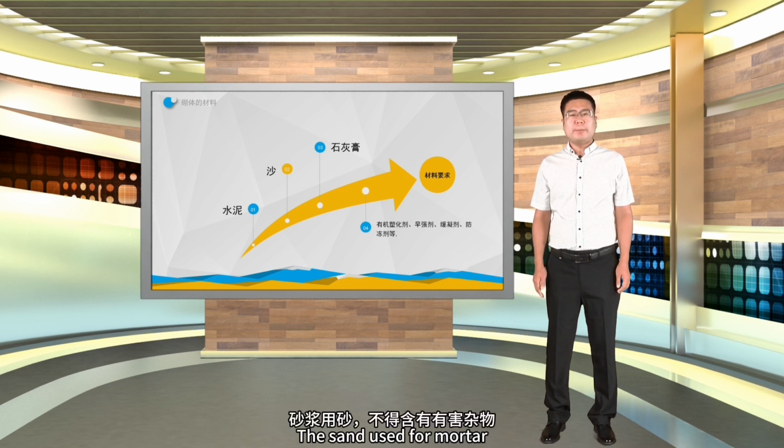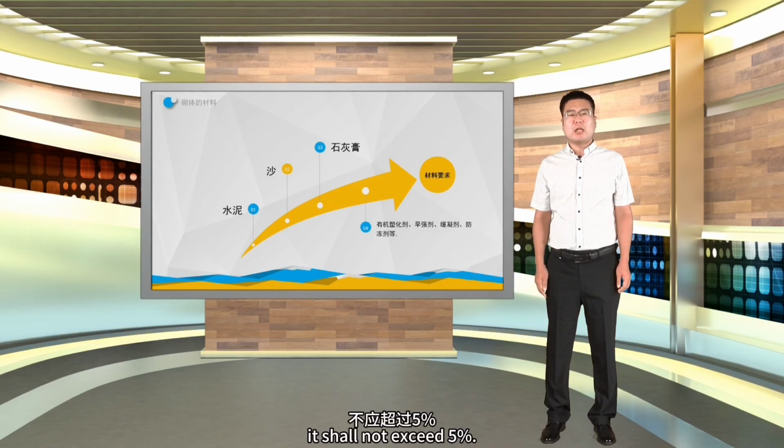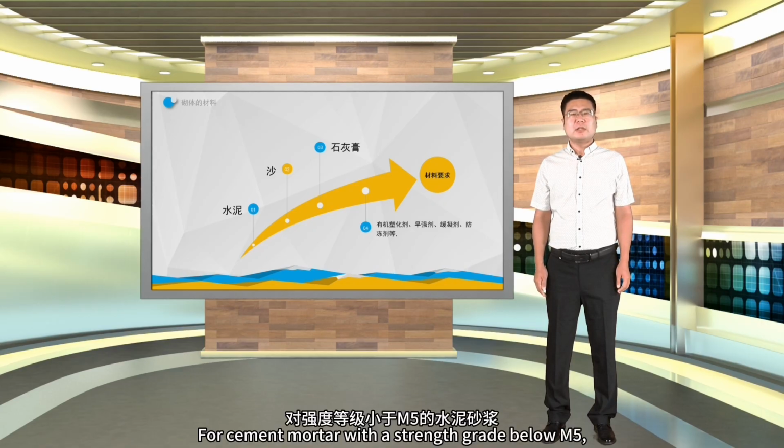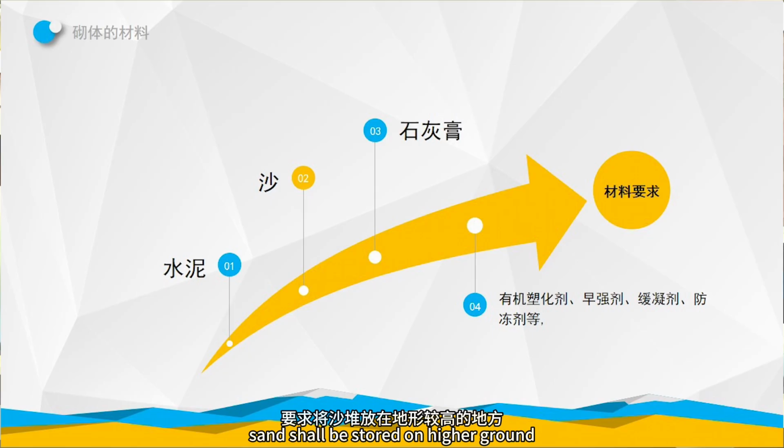The sand used for mortar shall not contain harmful impurities. The mud content of the sand should meet the following requirements. For cement mortar with a strength grade of M5 or above, it shall not exceed 5%. For cement mortar with a strength grade below M5, it shall not exceed 10%. On construction sites, sand shall be stored on higher ground to prevent muddy water from affecting its use.